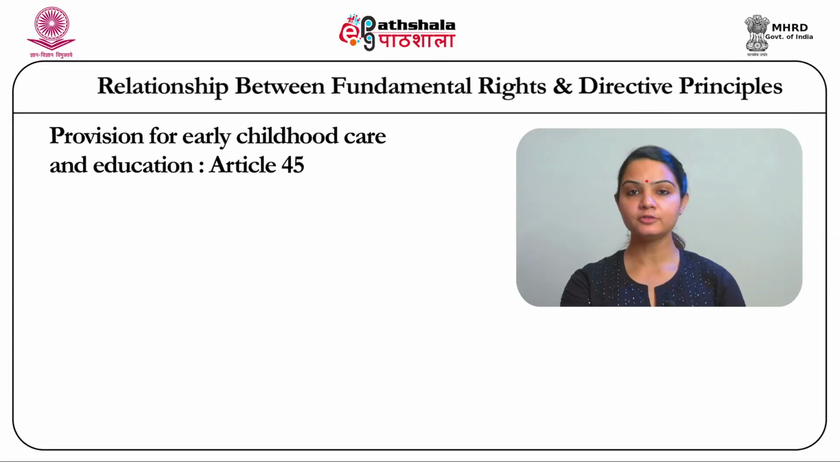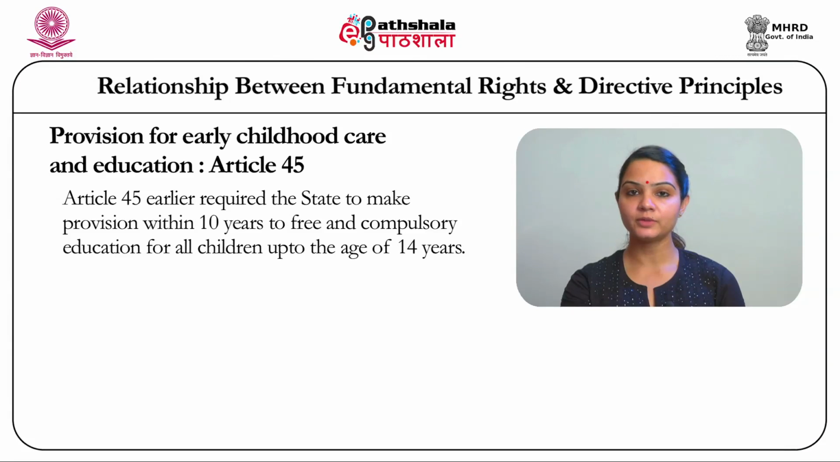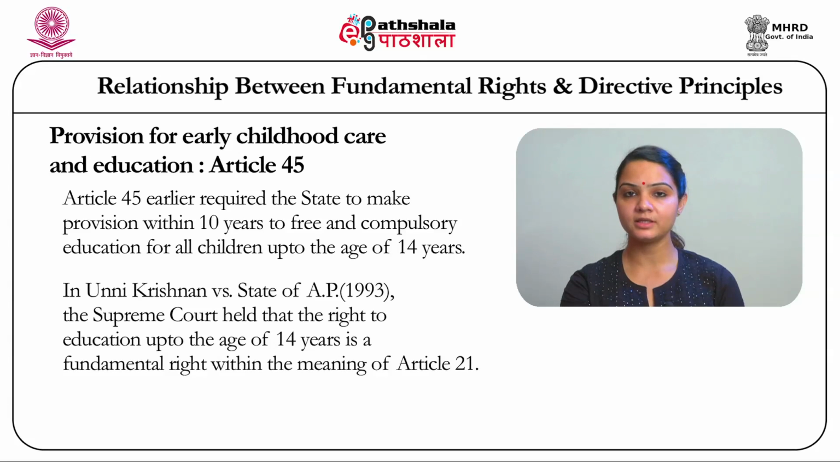Article 45 of the Constitution provides for early childhood care and education to the children below the age of 6 years. Now, this article was substituted for an earlier article in 2002 by the 86th Amendment Act. Earlier, Article 45 provided for right to education to the children up to the age of 14 years. In Unnikrishnan versus State of Andhra Pradesh, the Supreme Court held that the right to education of the children up to the age of 14 years is included in the right to life as enshrined in Article 21.